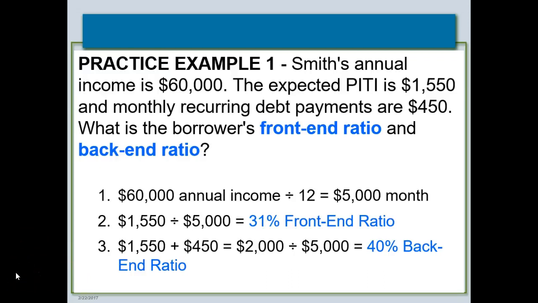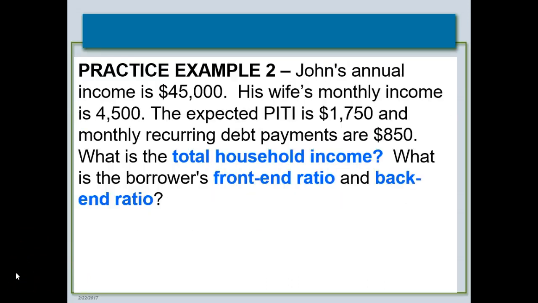So here's another one. John's annual income is $45,000. His wife's monthly income is $4,500. Their house note is $1,750. Their debt is $850. So this time I have 3 things that I want you to compute. Number 1, I want to know what their total household income is. Number 2, their front end. And number 3, their back end.